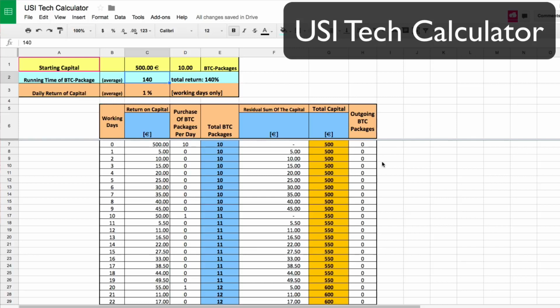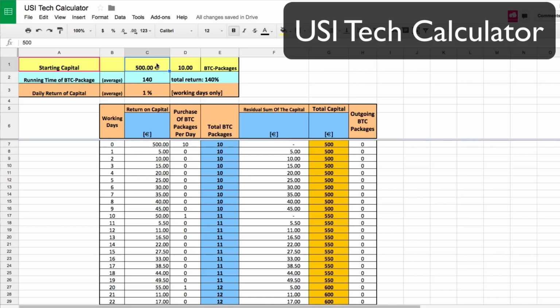So I started in June with 500. Now, this particular sheet is in euros. I am going to be converting it to US dollars, but I think I know the packages are always 50 euros, which ends up being about 55 US dollars. Close enough to get the idea and the concept here.